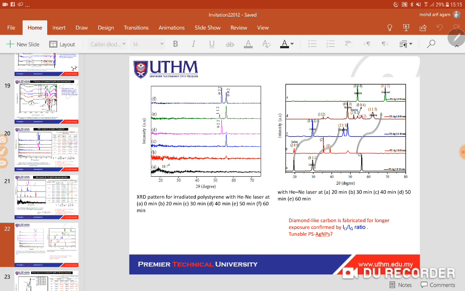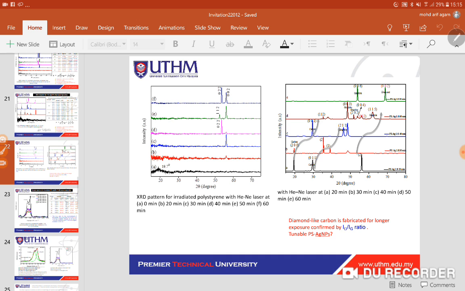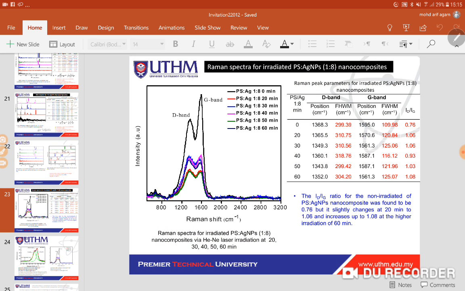Now with nanoparticles you can see that it just moved toward this side, and at the 60 minutes we are confirmed getting the graphite and the diamond-like carbon structure, meaning that by looking into the ID and IG ratio we can see that the polystyrene with nanoparticle can be tuned into fabricating diamond-like carbon. So that is the interesting part, and it is confirmed by Raman spectroscopy.